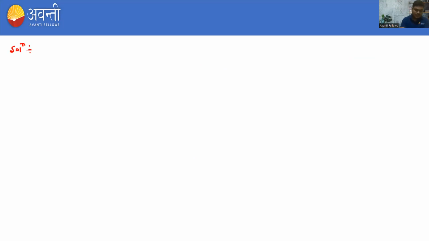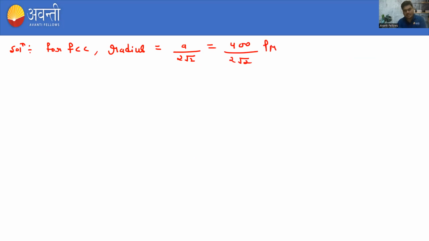So we know this thing, for FCC, radius is given. Radius is equal to a upon 2 under root 2. The value of a is also given, that is 400 upon 2 under root 2, and this is in picometer. As the octahedral void is bigger in size than the tetrahedral void, the greater sphere will fit into the octahedral void. Obviously, the size of the octahedral voids is much more as compared to the tetrahedral voids.